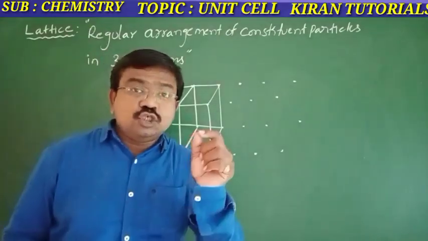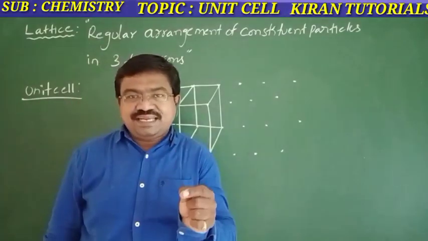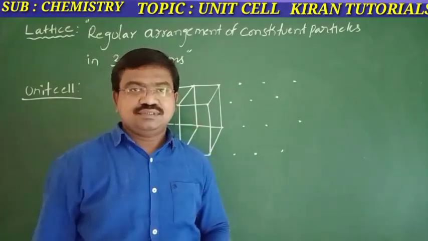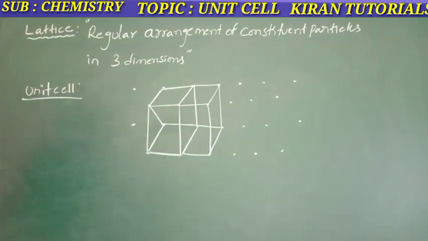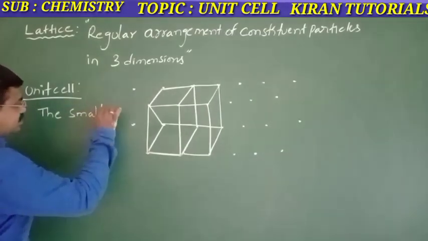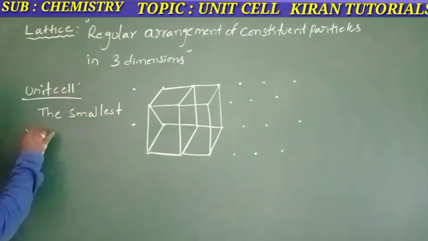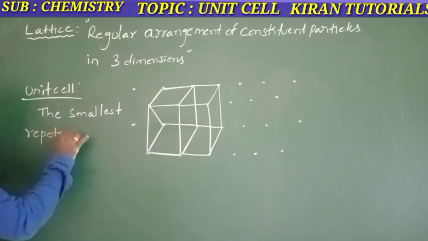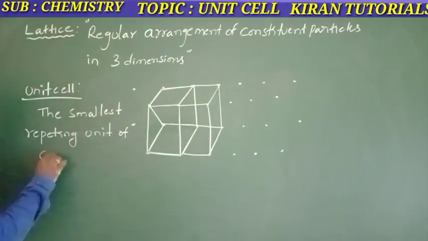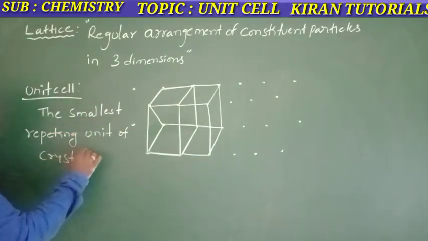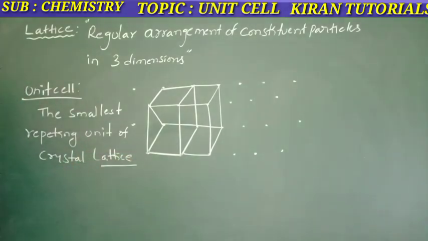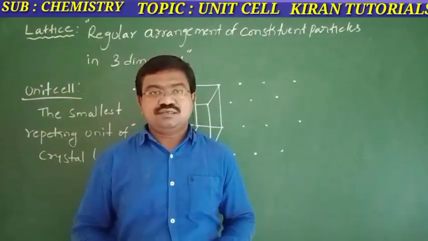Then what is a unit cell? The smallest repeating unit of a crystal lattice is called a unit cell. See, the smallest repeating unit of the crystal lattice is called a unit cell.